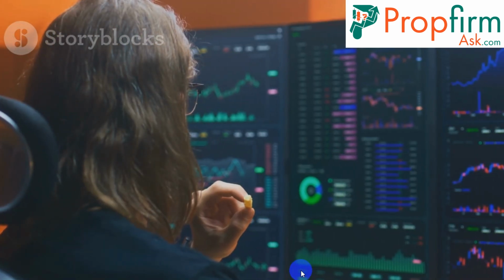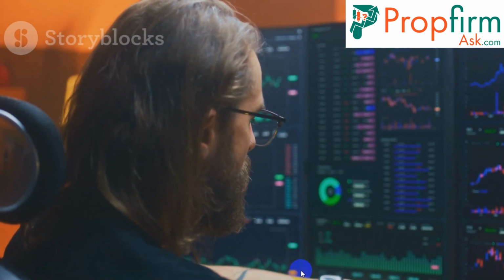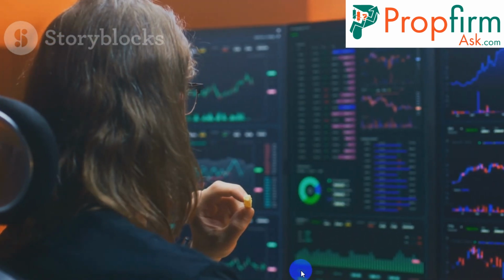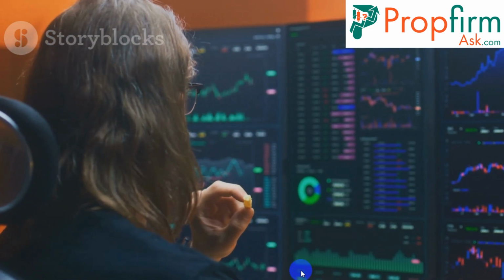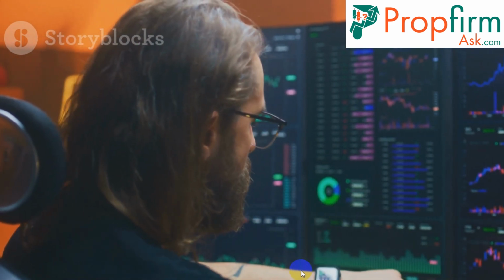Next, jot down your emotional state at the time of the trade. Were you feeling confident, anxious, or impulsive? Emotions can significantly impact your trading decisions, and recognizing emotional patterns can help you manage them better in the future.